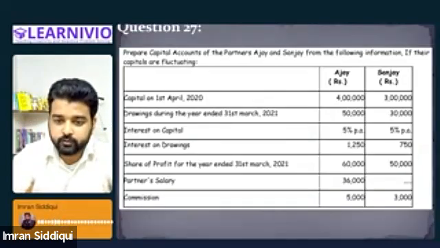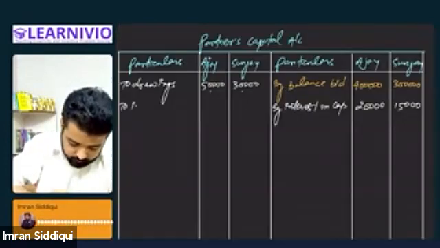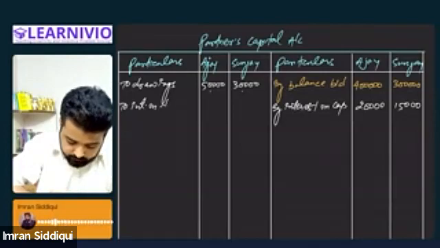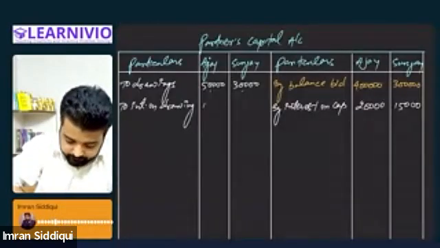Then we have interest on drawings, which is also given: 1250 and 750.